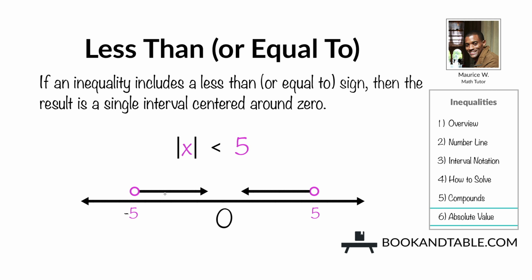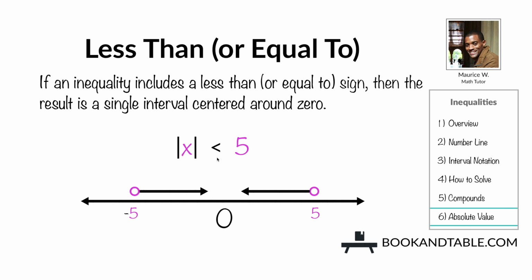So we see the values that are included in this. If we start at 0, we can go up to, but not including 5 to the right, or up to, but not including 5 to the left. And these are the values we are describing. Now we see that the values for x are between -5 and +5.